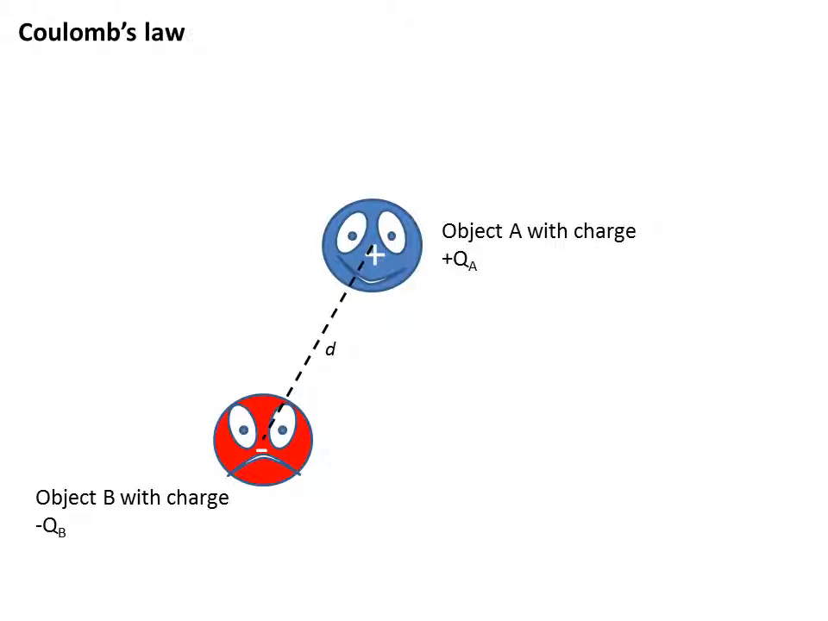To calculate the force on object A due to the presence of object B, we start by setting up a reference direction, here denoted by the unit vector r hat BA. Importantly, we will use the convention that this unit vector always points towards the object on which the force acts that we want to calculate.